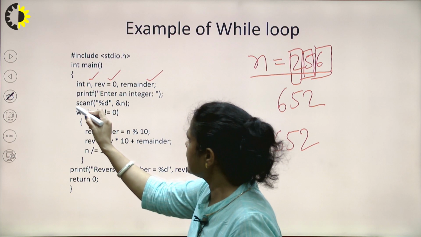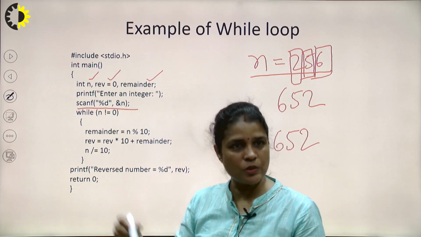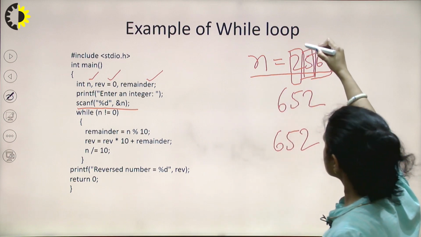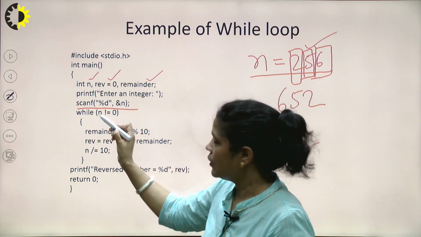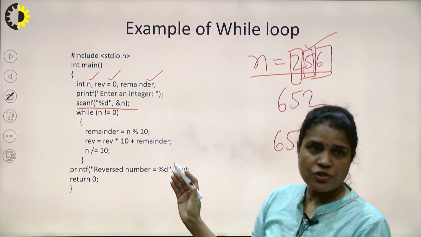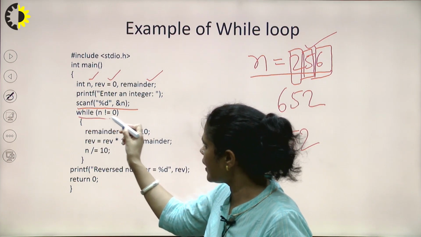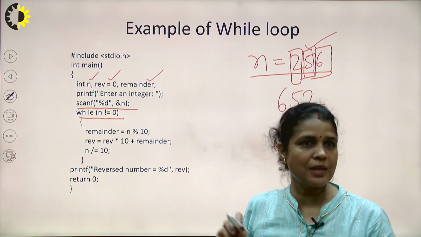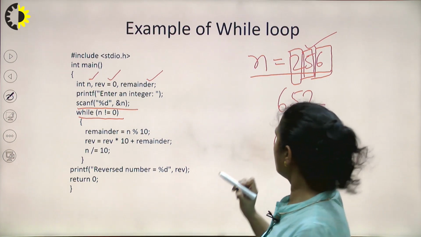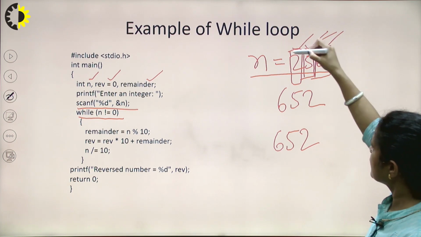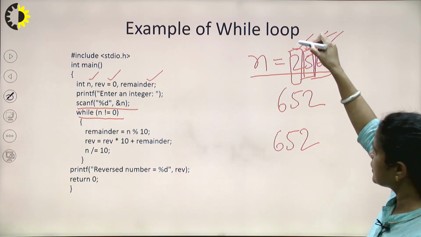So here we are taking n from the user. We are allowing the user to enter n. So let's suppose n is 256. Now what logic are we applying here? We are applying a while loop. This is the example of the while loop. As we are picking this digit, then this digit, then this digit, after 2 this number is finished.